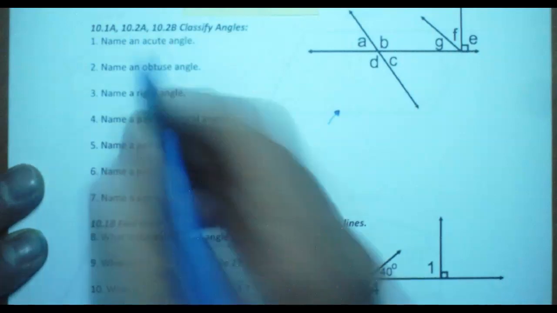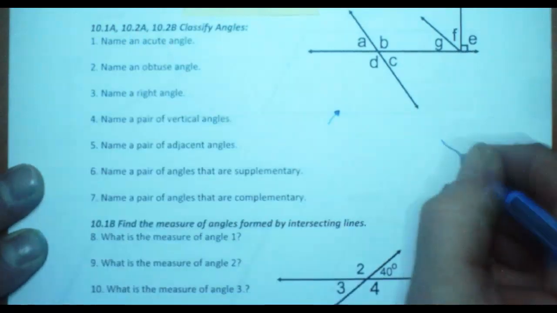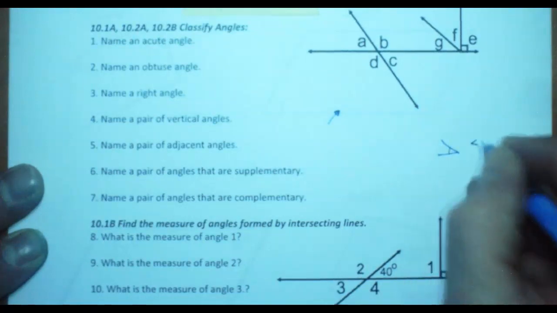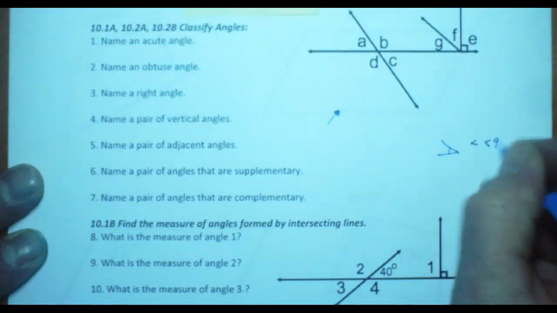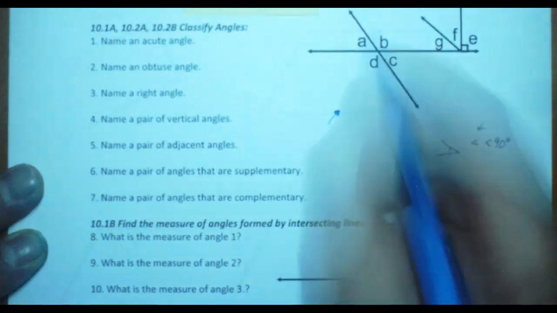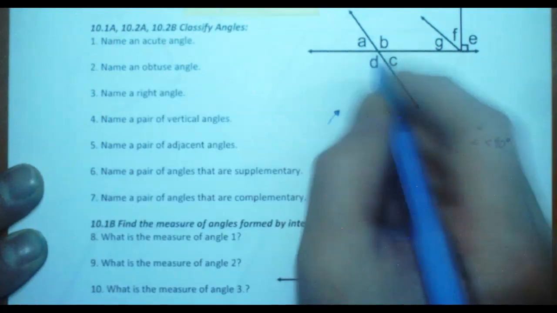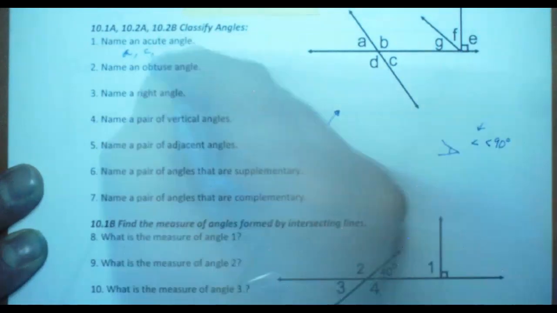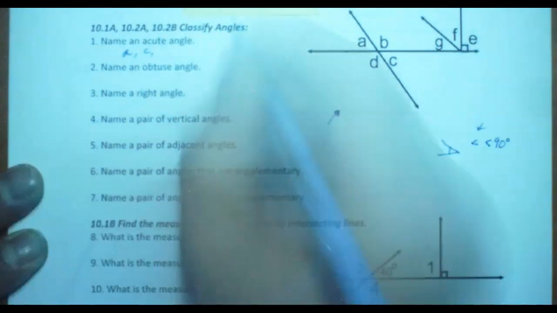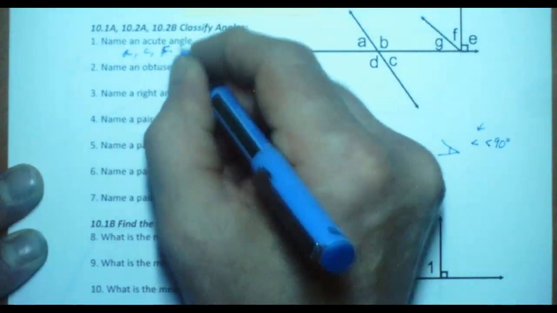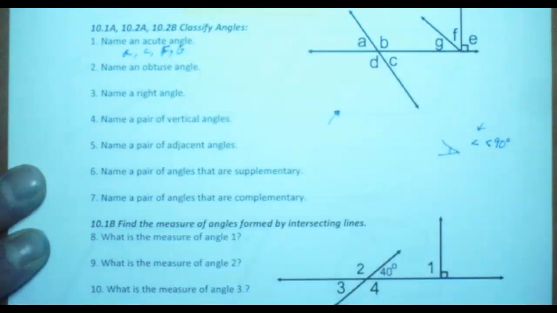So it says name an acute angle. Well, an acute angle is any angle, I'll just put an angle symbol, angle less than 90 degrees. So this little symbol means angle less than 90 degrees. Well, A is an acute angle, so I could put down A. There are other acute angles. C, of course, is acute. F and G are both acute. So it just said name one, but I just named all of those acute angles.